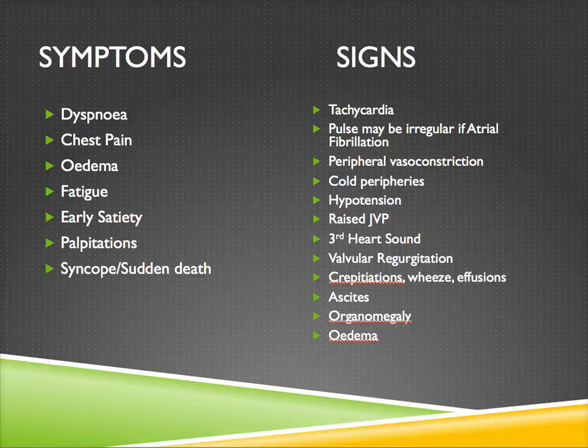If there's fluid accumulation, we'll see an elevation of the jugular venous pulsation. We may hear a third heart sound, valvular regurgitation, which is often functional, crepitations, squeeze, or effusions in the lungs. If there's fluid retention in the peritoneal cavity, we'll get ascites. We may get organomegaly due to back pressure, and we may get edema for all the reasons discussed previously.